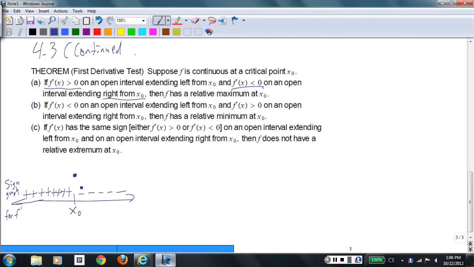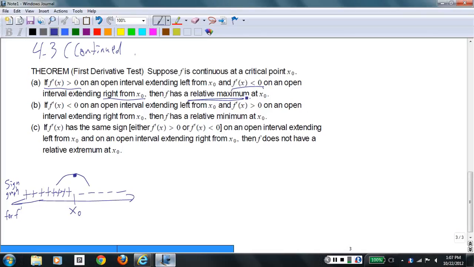If f prime is positive, does that mean the function's increasing, decreasing, or what? Increasing. If f prime is positive, it's increasing, so the graph looks like that. It increases up to that point. On the other side of that, if f prime is negative, then it's decreasing away from that point. And so the conclusion is that f has a relative maximum at x sub 0.